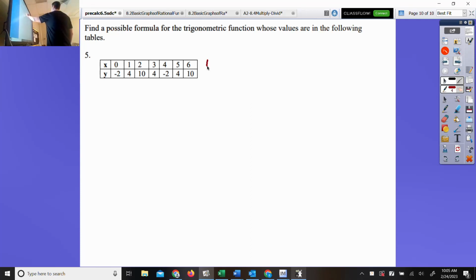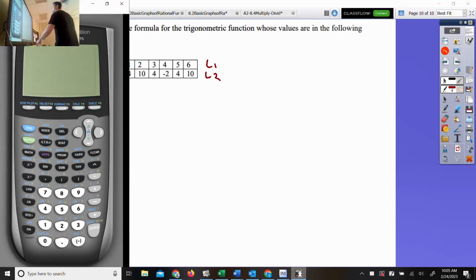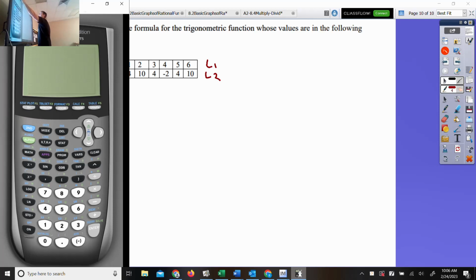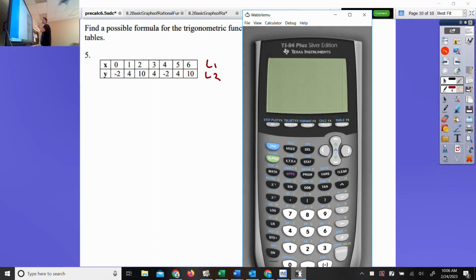X is going to be list 1. Y is going to be list 2. But if you ever have to do any of this in the future for your job, where you're actually modeling equations, and you realize it's a sine function, you'll use technology to do it. You're not going to sit there and do it by hand. For one, you might be wrong. There we go. Lists are under stat, edit. Everybody have list 1 and list 2? Anybody missing a list? Okay.